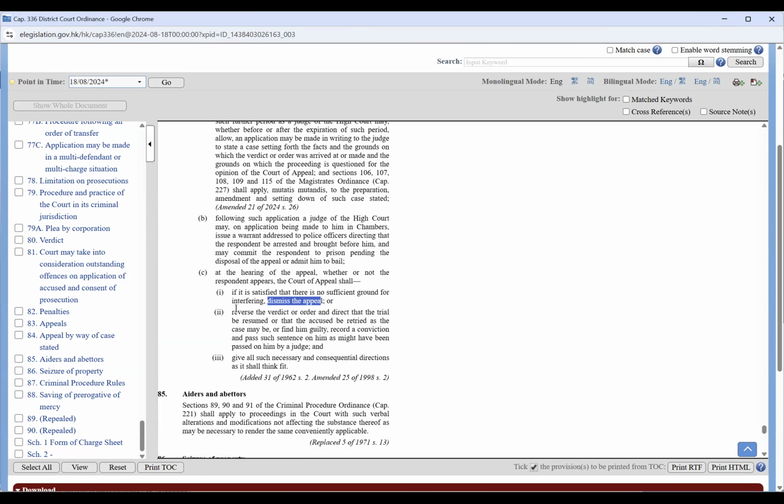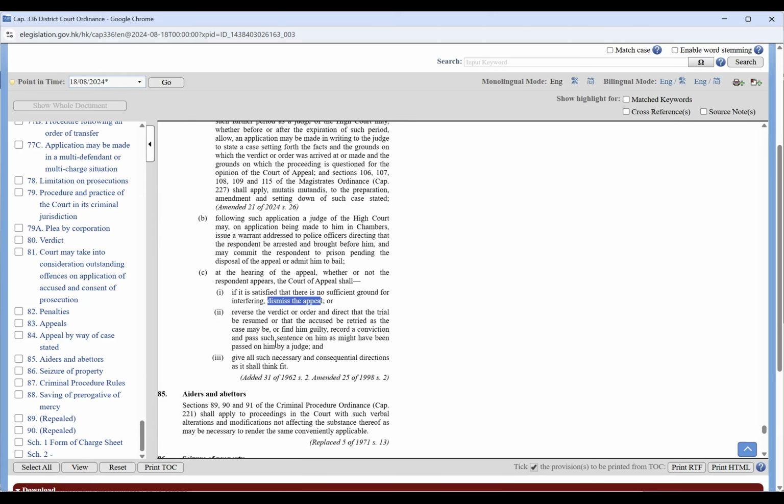Right, so according to subsection C2, the Court on Appeal can resume the trial. Let's say the defendant was acquitted at the no case to answer stage in the district court, they can order the resumption of the trial, or they could order the retrial of the accused if he was acquitted at the end of the trial. So the district court has to start again with a new trial, or they could convict the defendant and sentence him.